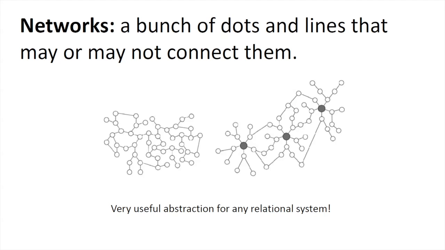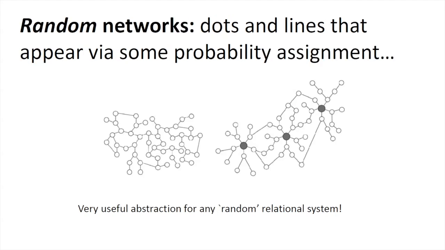So this is a realization of a thing. I just draw some dots and I draw some lines. But it also helps to think about these things as somehow probabilistic. So a random network is the next iteration of this abstraction. And the idea is that the dots and the links themselves appear with some probability assignment that maybe you're trying to infer, or maybe someone tells you what it is. So this is the arena in which a lot of work has been done over many decades, and lots of interesting things have arisen from it.